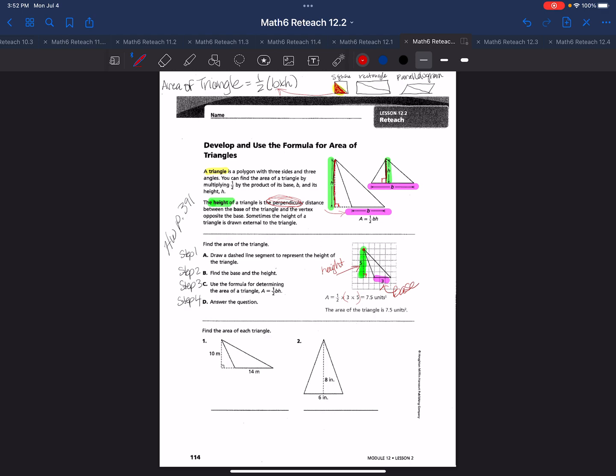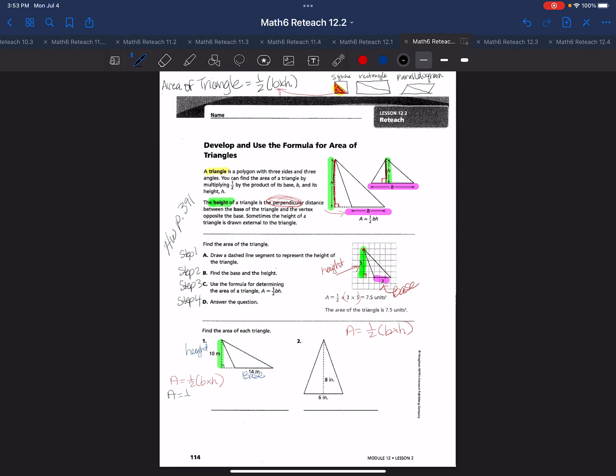Let's try the 2 examples here below. So we always want to write down our formula. Area is 1/2 base times height. And then over here, area is 1/2 base times height. Okay, then we want to go ahead, step 1. Draw a dashed line, which they have done for you, to represent the height. And you can see that that's perpendicular to the base. So we know that this is my height, and this is your base. And we can go ahead and solve this problem.